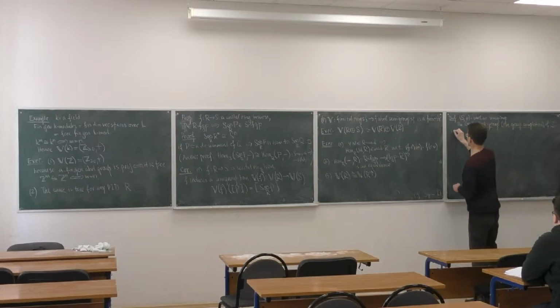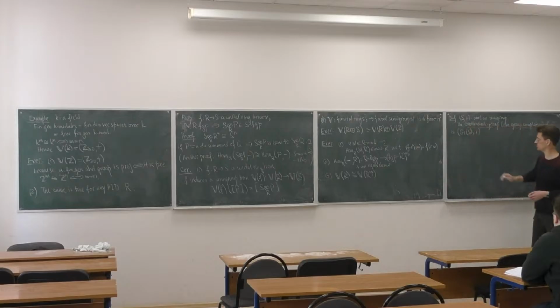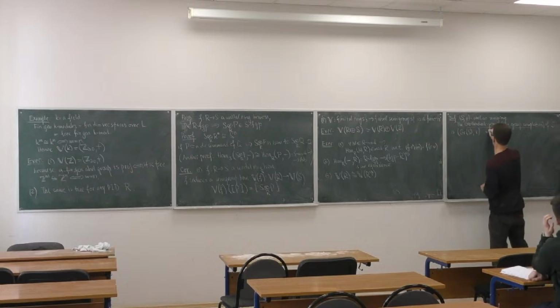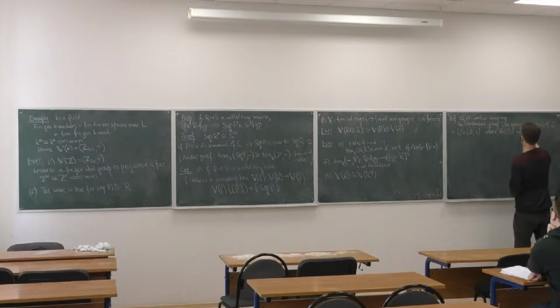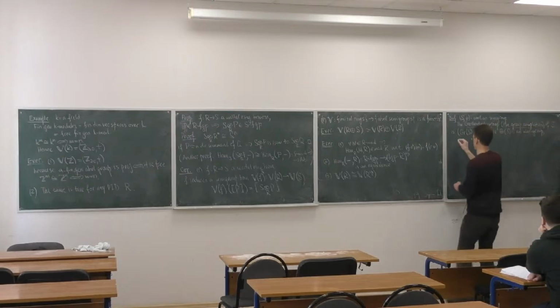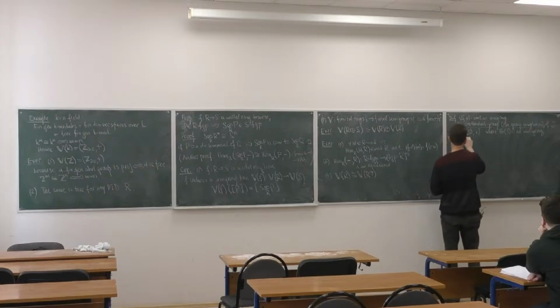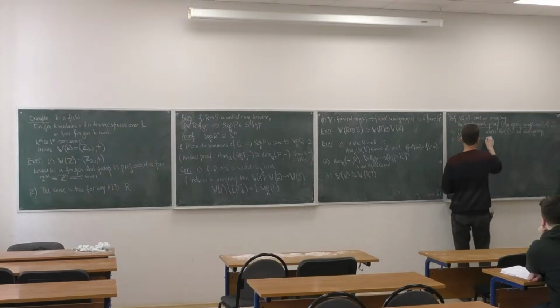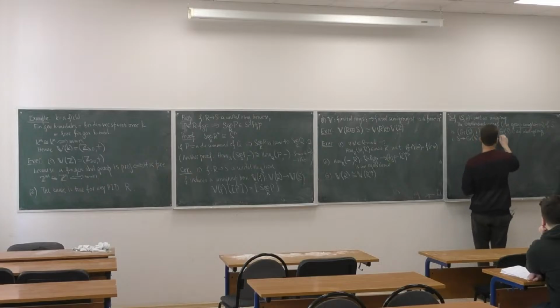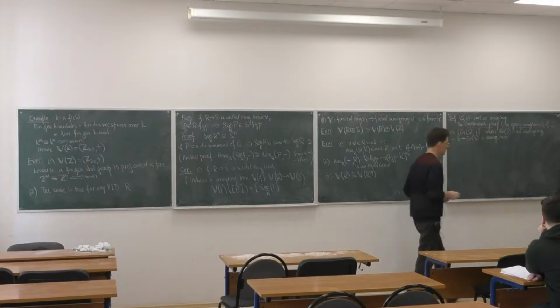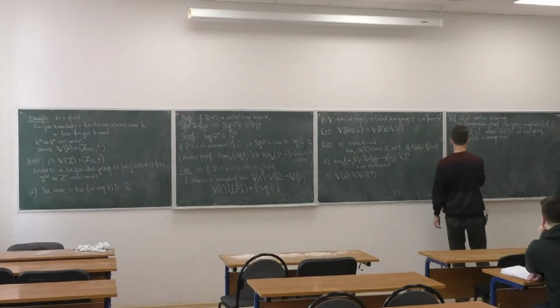is a pair consisting of an abelian group GR of S, and I, a semigroup homomorphism from S to GR of S, which has the following universal property. Let's draw a picture. This is S, this is GR of S, and this is I.